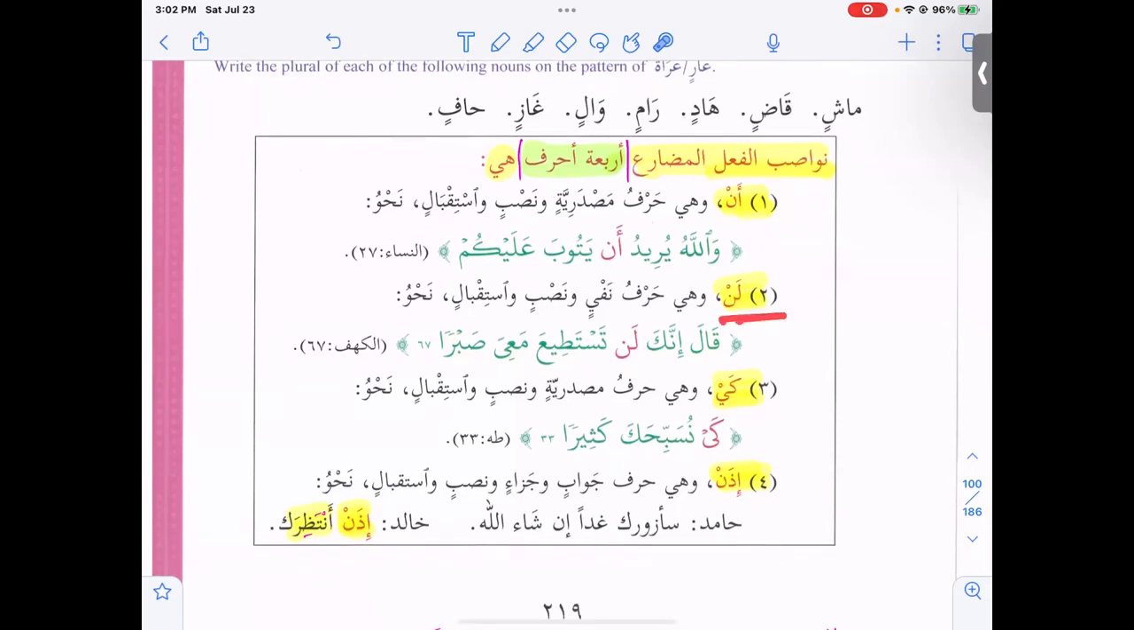Lan, we all know lan. Detailed explanation: harfu nafiyin, negation, wa nasbin, it will make the fi'l mudari mansub, and istiqbal, future. Qala, innaka lan tastatiu, innaka lan tastatia. Because of lan, it will become mansub. Ma'i sabran.